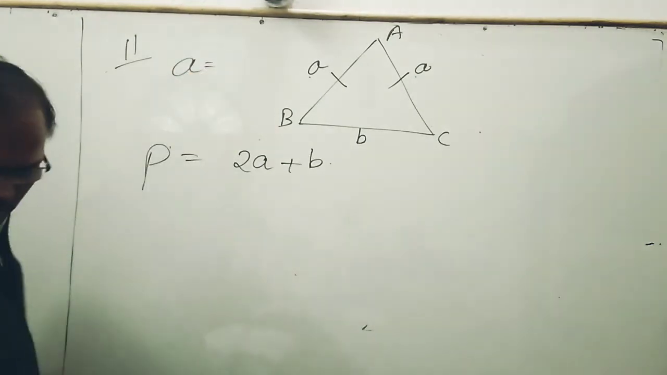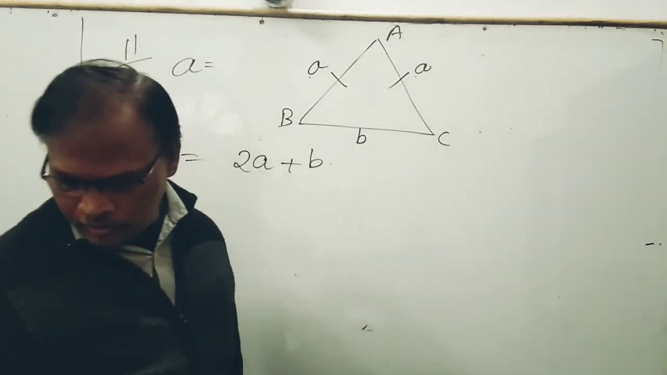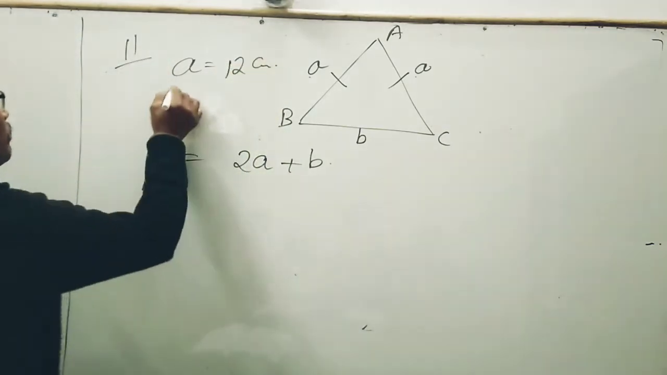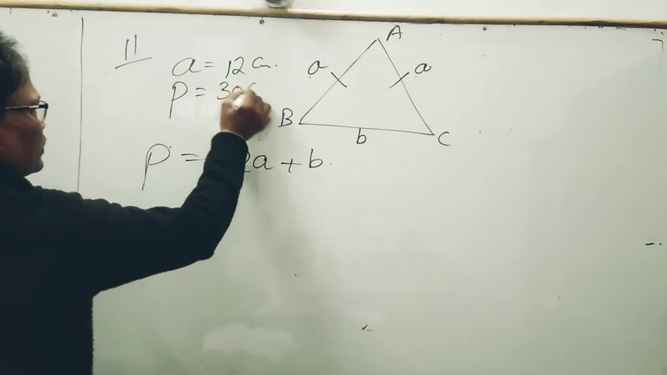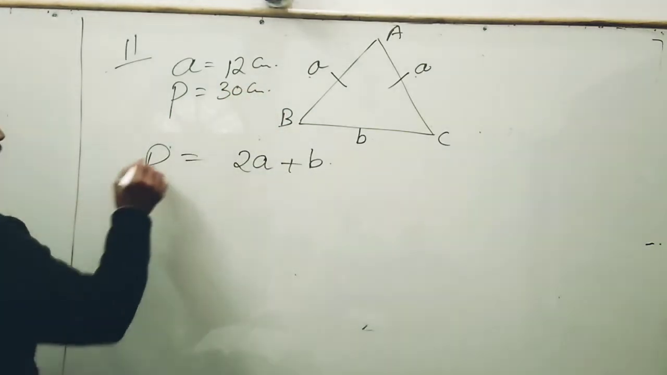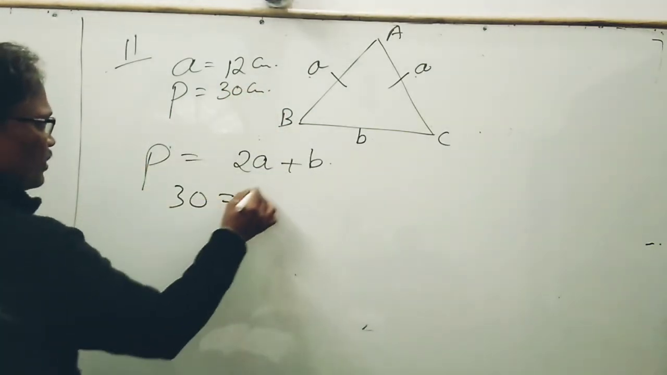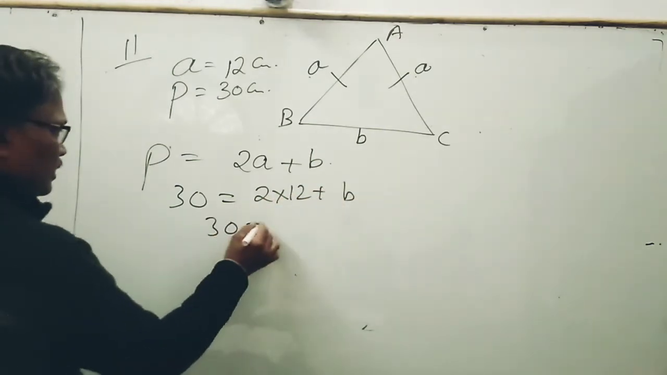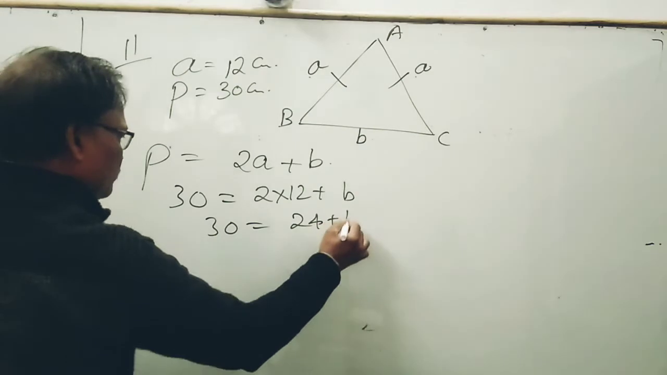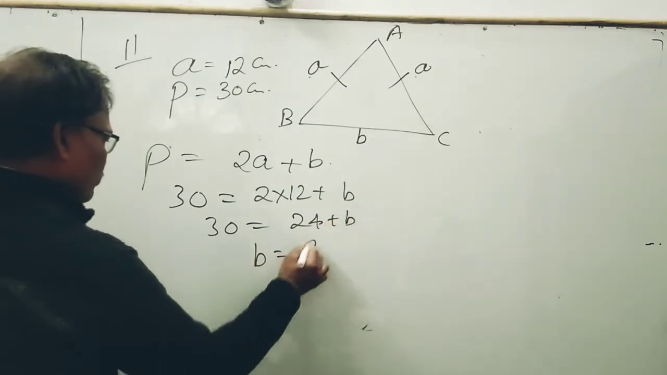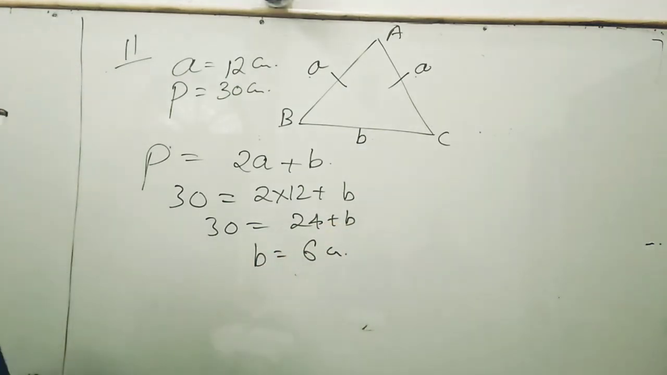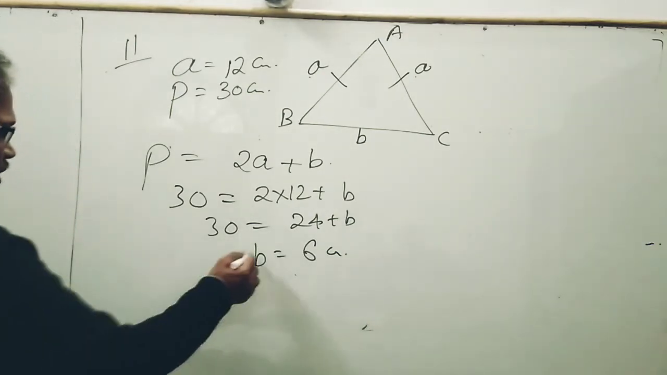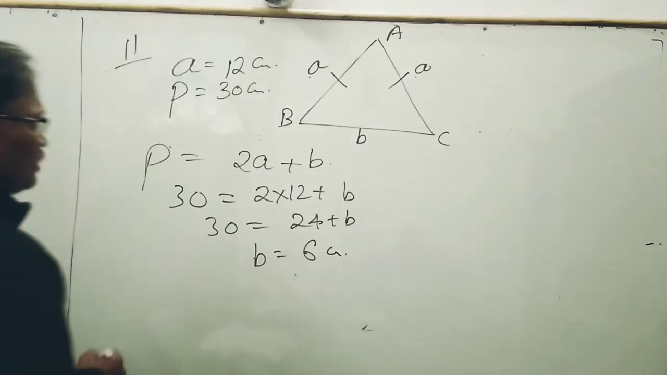Given the equal side a is equal to 12 centimeter and perimeter P is equal to 30 centimeter. b is not given. So can you find the b? पहले b निकालना पड़ेगा. So 2 into 12 plus b, which means 30 is equal to 24 plus b, or b is equal to 6 centimeter. This is b.